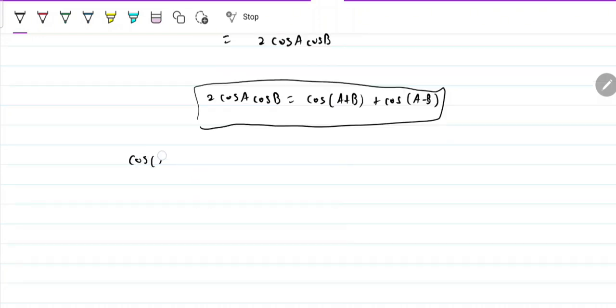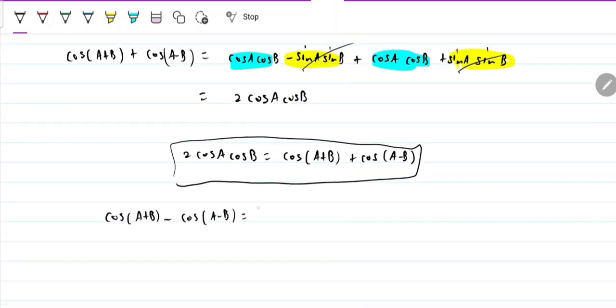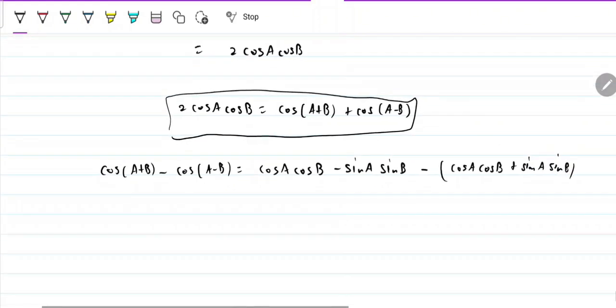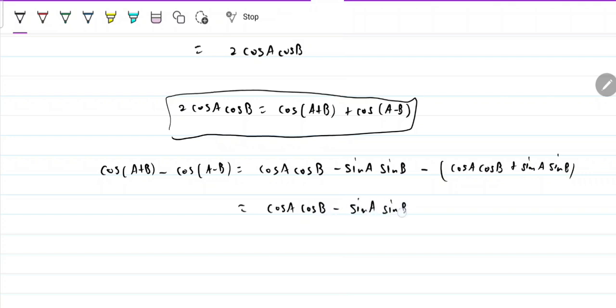Well, what about cos of A plus B minus cos of A minus B? Right? Same idea. This time we're subtracting. So it's going to be cos A cos B minus sine A sine B minus into cos A cos B plus sine A sine B. Right? So I have cos A cos B minus sine A sine B minus cos A cos B minus sine A sine B.